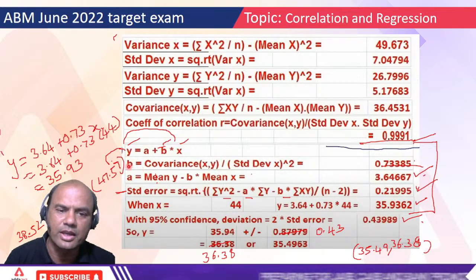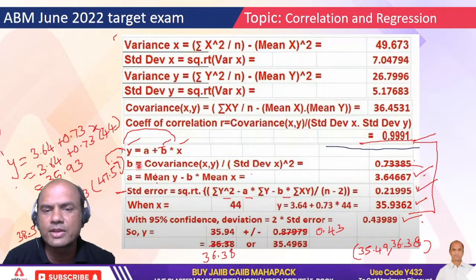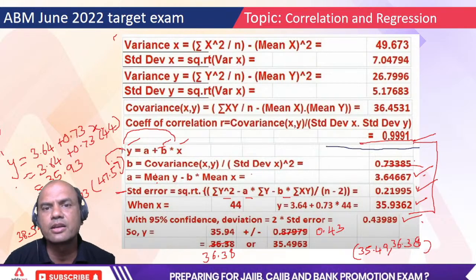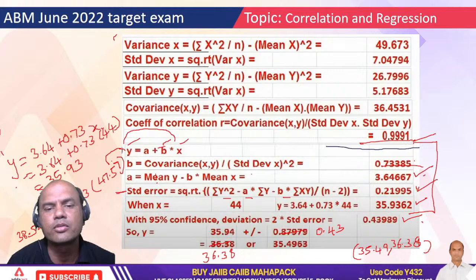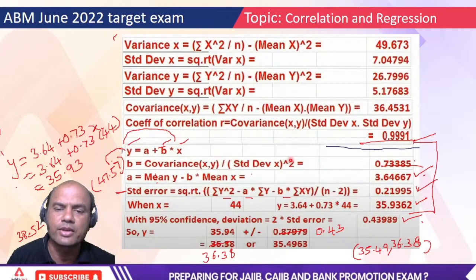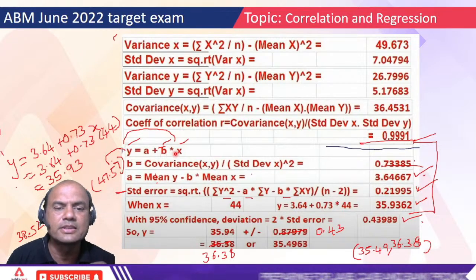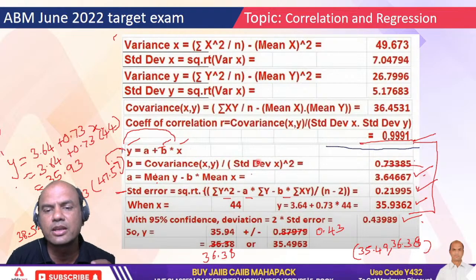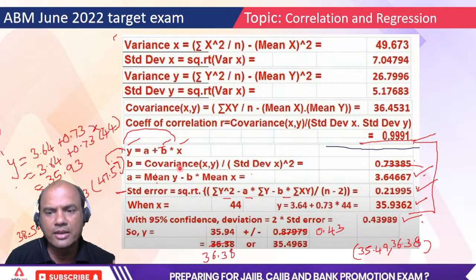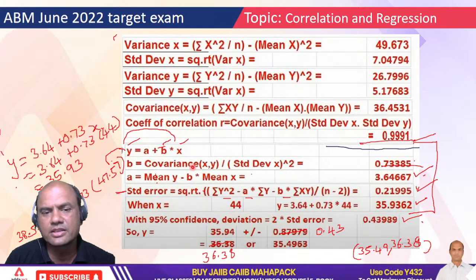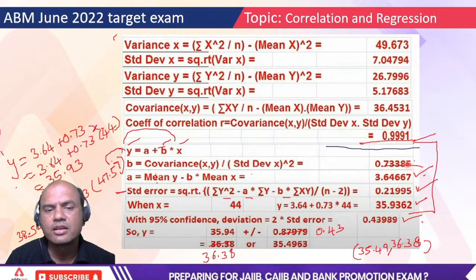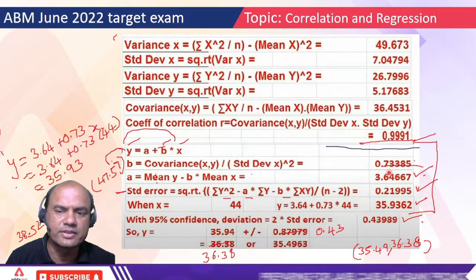Always remember this. So formula for B, everyone has got it. Type yes if you have understood this formula for B. Covariance of xy upon variance of x. You will always get confused in the exam whether it's variance of x or variance of y. So remember, B is near x, so put x only, variance of x. Everyone has got this. Now we have got B, 0.733. Everyone has got this 0.733.